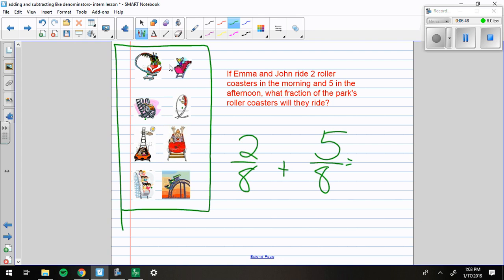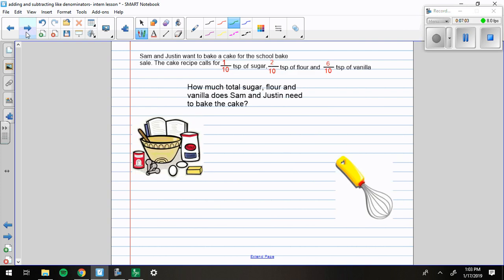And what fraction of the park's roller coasters will they ride? Ooh. Our denominator stays the same. We add our numerators, and they would have ridden 7/8 of the park's roller coasters. And this is a great adding and subtracting fractions problem because we're going to see a lot of recipe problems.